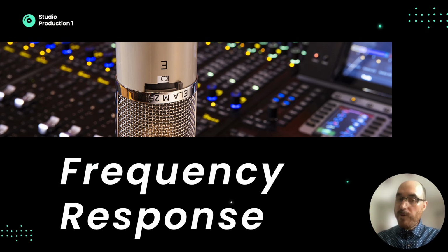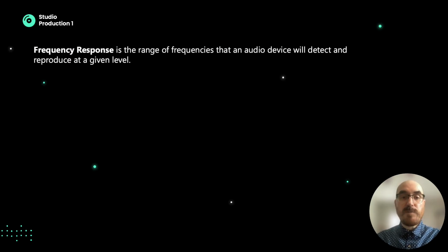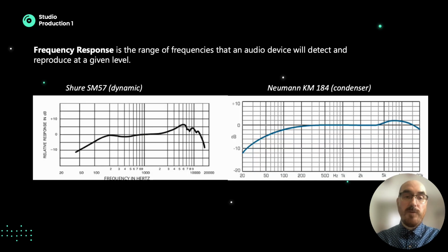We also want to think about frequency response. What frequencies can each microphone capture? Frequency response is the range of frequencies an audio device will detect at a given level. So we can see here our dynamic versus our condenser. Let's read these, right? Let me help you break this down. We see here they both have a cutoff below 200, right? If we look at 200, there's a little bit smoother slope here versus a more drastic slope here.